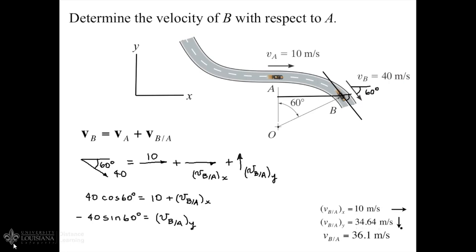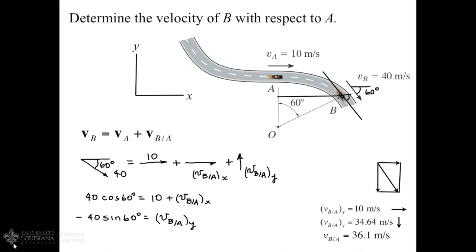We need to find the magnitude of this. And how do you find it? Well, Pythagorean's theorem, correct? In other words, the square root of 10 squared plus 34.64 squared. 36.1 meters per second. That's how fast B will be moving when seen by the driver of A.